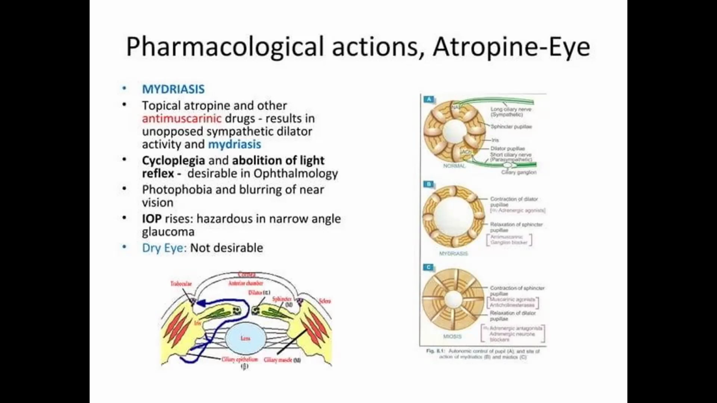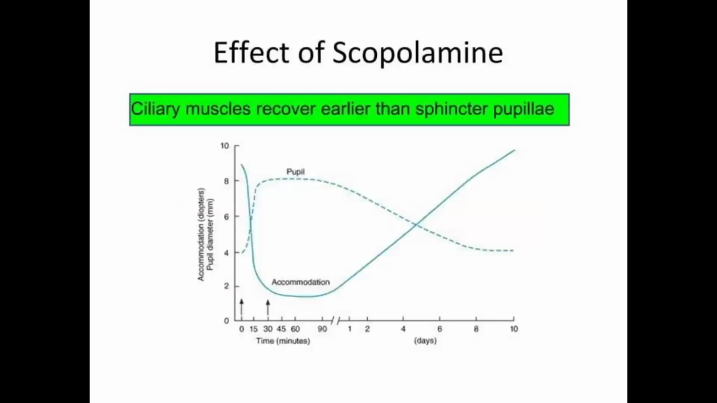Cyclopegia, abolition of light reflex, is very desirable in ophthalmology. You can abolish the light reflex by this. Photophobia and blurring of near vision. IOP rises. It's very hazardous in narrow angle glaucoma, as I told, and in dry eye, it's not desirable at all. But it has a very good therapeutic role in eye surgeries and ophthalmic examinations. If you have to go for a physical ophthalmic examination, directly give the atropine, it will dilate the pupil, and as an ophthalmologist, it has a very good role.